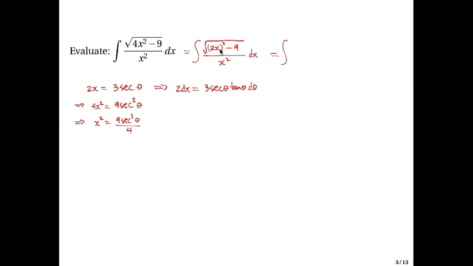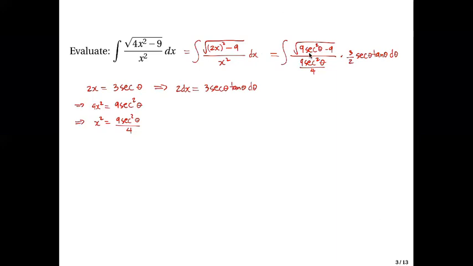So for this, we will have the square root of 9 secant squared theta minus 9 on the numerator. On the denominator, we have 9 secant squared theta over 4. And then the dx here, we have 3 halves secant theta tangent theta d theta.